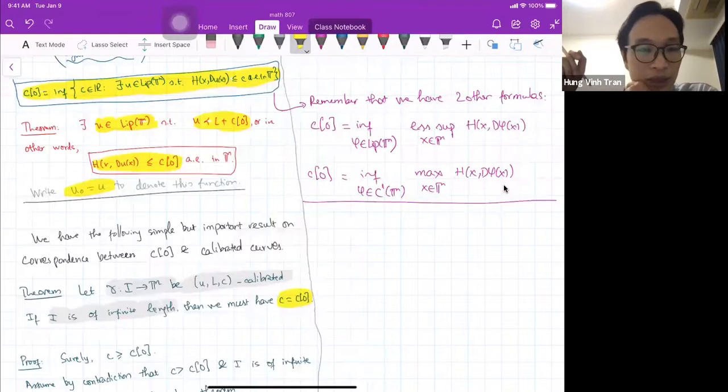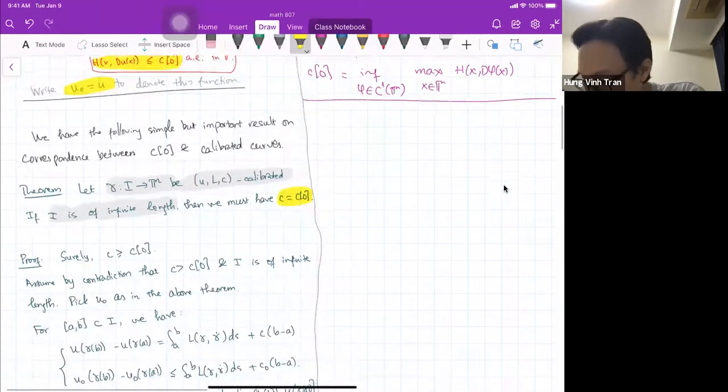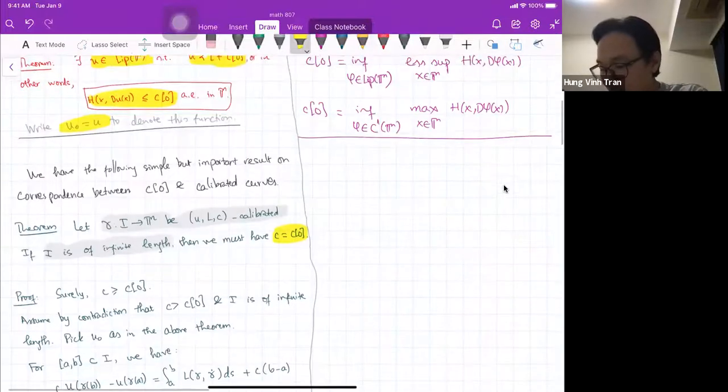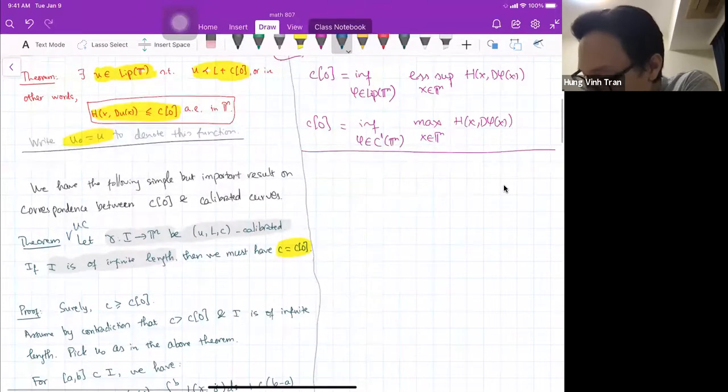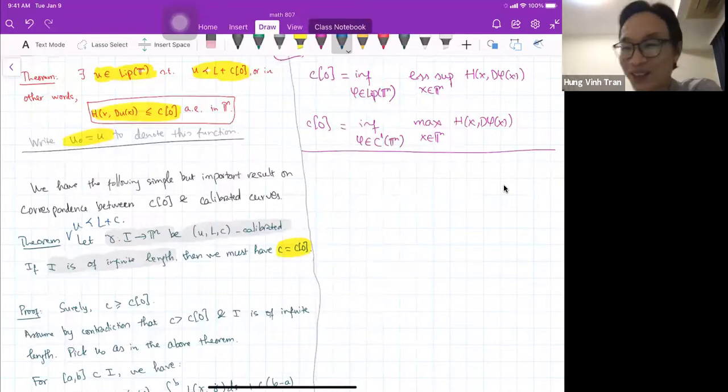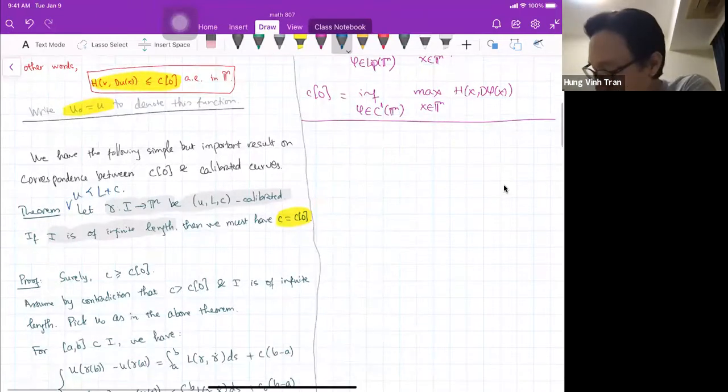Hold on, actually, give me one second. Did I forget one assumption here? Yes, this is exactly the case. I think I assumed this implicitly, but I should have said that U is dominated by L plus C. Otherwise I don't have that property. Okay, sorry about that. So U is dominated by L plus C, and then if gamma is such a calibrated curve, mapping from an infinite length interval, then C has to be C naught. Okay, so let's prove it.